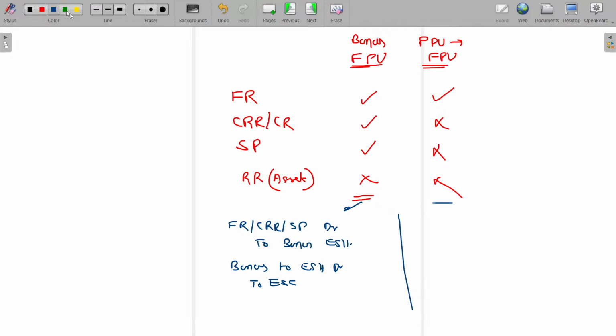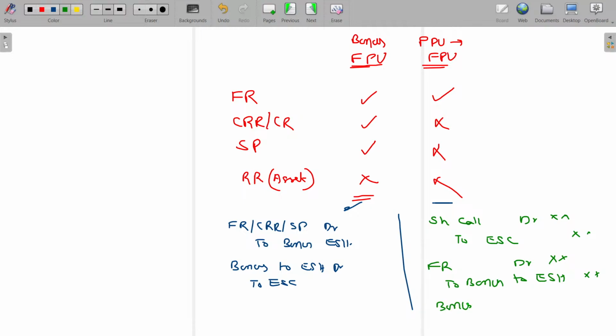In this case, what is the journal entry? You have to pass the share call account debit to equity share capital, and then free reserve account debit to bonus to equity shareholders, and bonus to equity shareholders account debit to equity share call account.